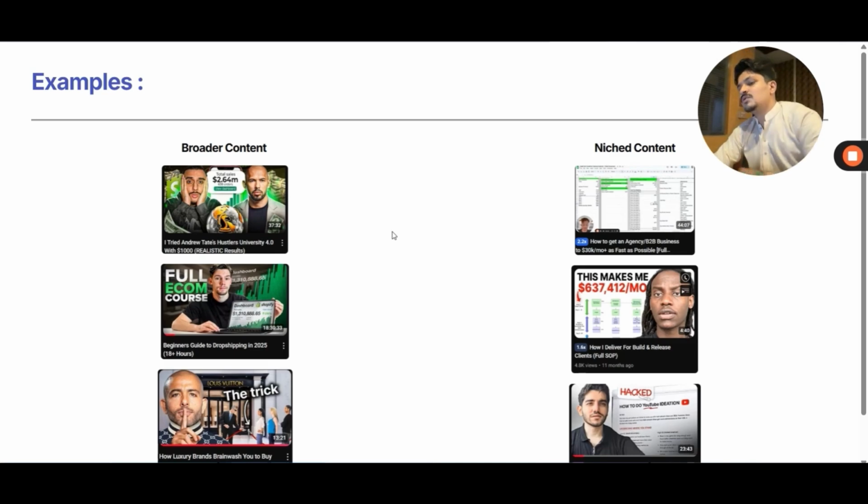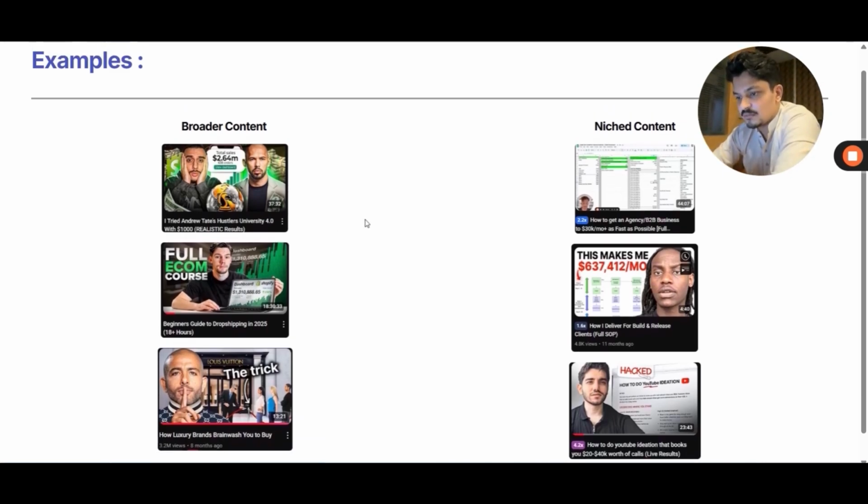Okay, now if I have to show you some visual examples in terms of video content, so that you guys can have a better idea of what kind of packaging and what kind of approach I'm talking about here. You've got two examples right here, two columns. On the left side, you've got broader content. On the right side, you've got niche content, right? And let's open this first video from broader content.